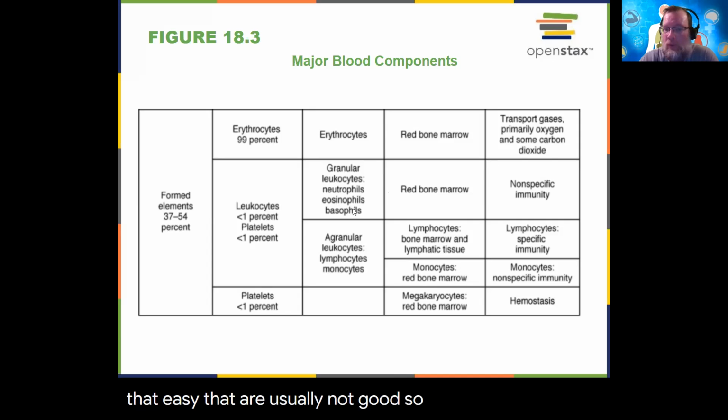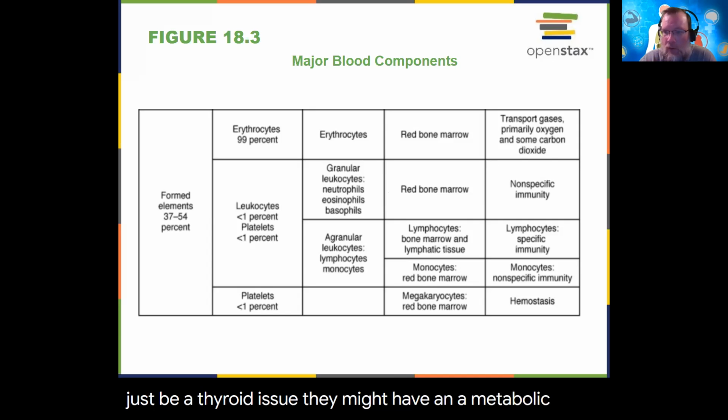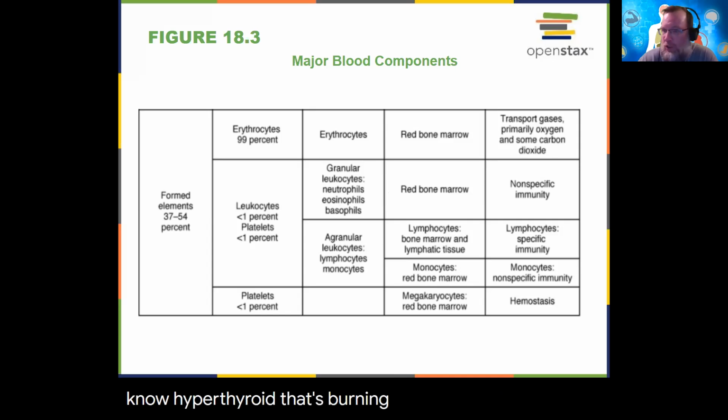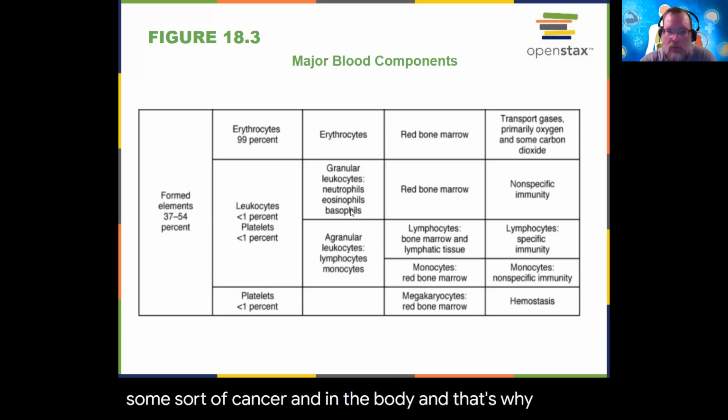So anyway, we want to stay with good news, and so maybe it could just be a thyroid issue. They might have a hyperthyroid that's burning their energy too fast. A stomach parasite or intestinal parasite is easy to get rid of for the most part. A thyroid problem could be long term, with a lot of medication and treatment. It could also be some sort of cancer in the body, and that's why they're losing so much weight.